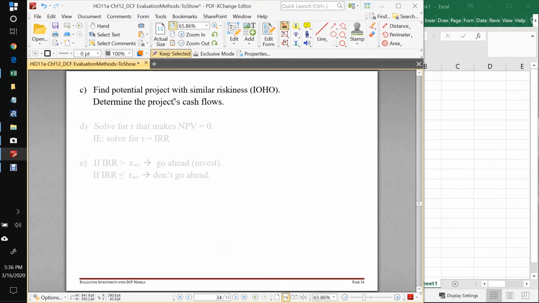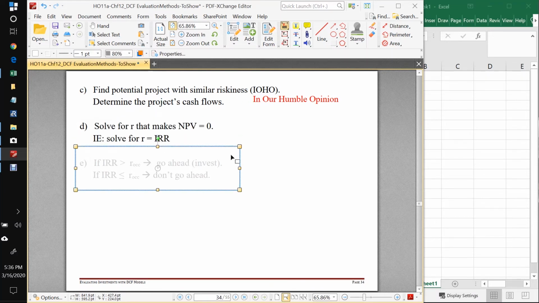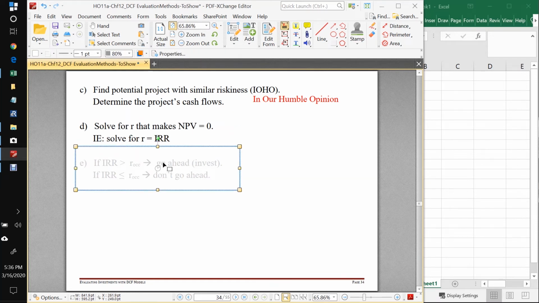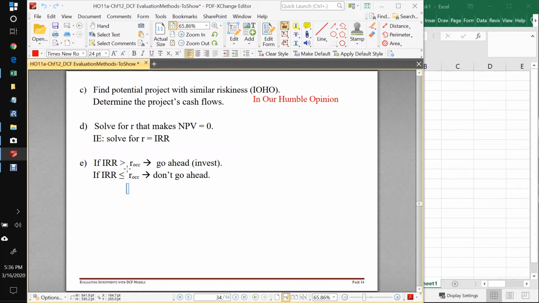So then we want to, just like with the NPV method, find potential projects with similar riskiness. IOHO stands for in our humble opinion. Okay, so this is clearly subjective. Other people might disagree. So we find a potential project that we think has similar riskiness, determine its cash flows. Now that we know the cash flows, solve for the R that makes the NPV equal 0. That is the IRR. And now we apply our IRR rule, which is if the IRR we find is greater than the opportunity cost of capital, that means our cash is earning at a quicker rate than it would in our opportunity cost investment, so we want to go ahead.